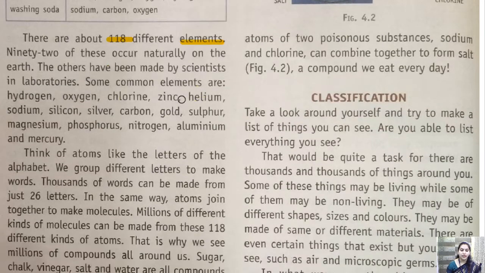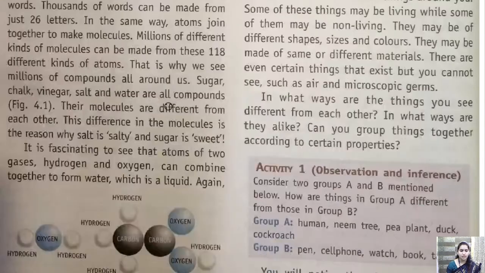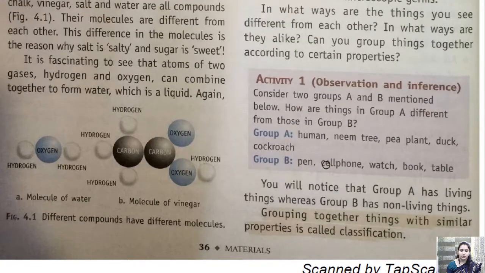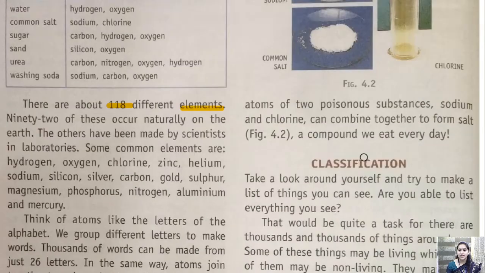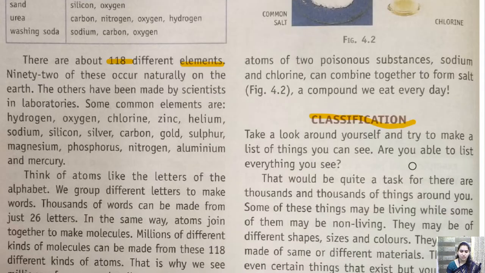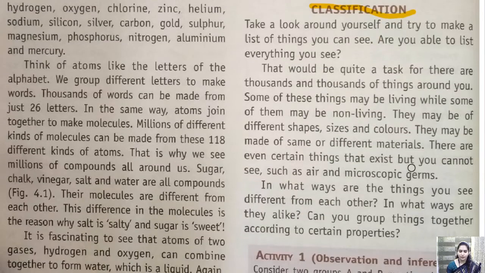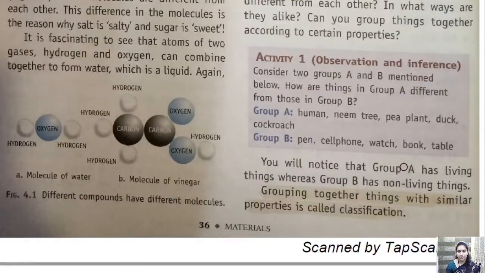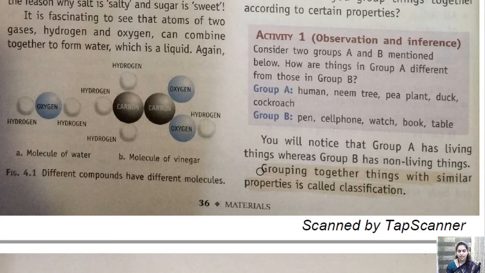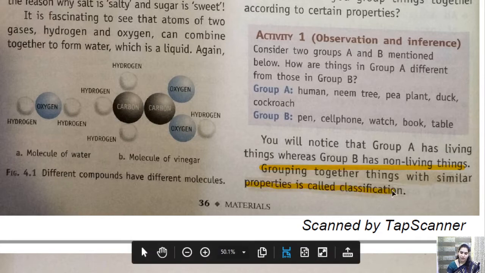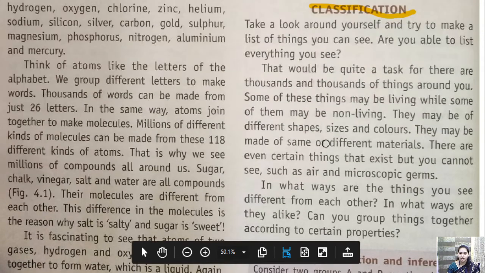Alright, then coming to the next, what is classification? Classification is important. If we talk about classification, let's go to the definition: grouping together things with similar properties is called classification. Got it? This line is important here.